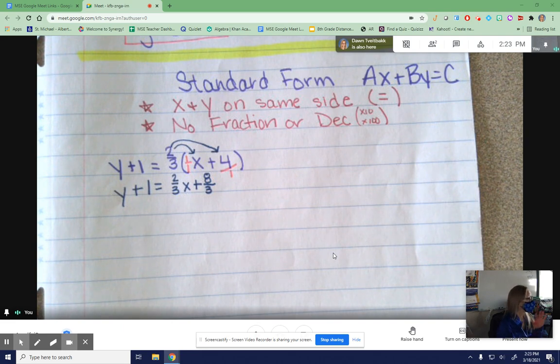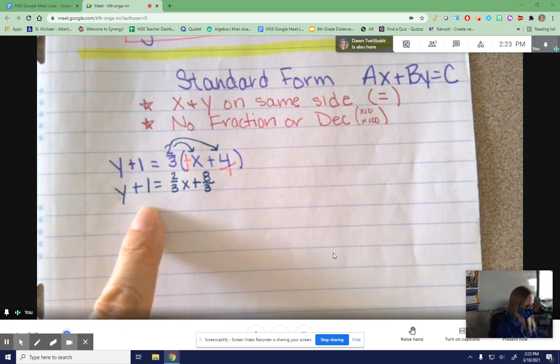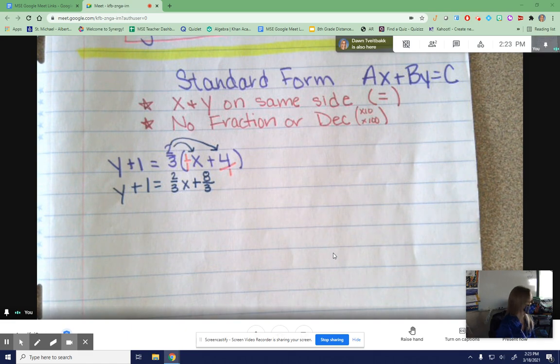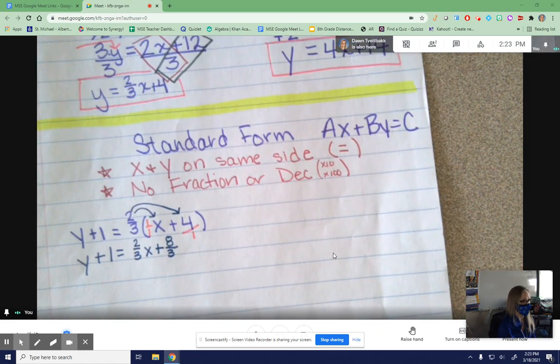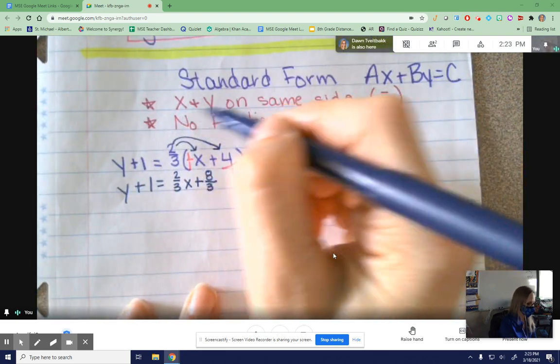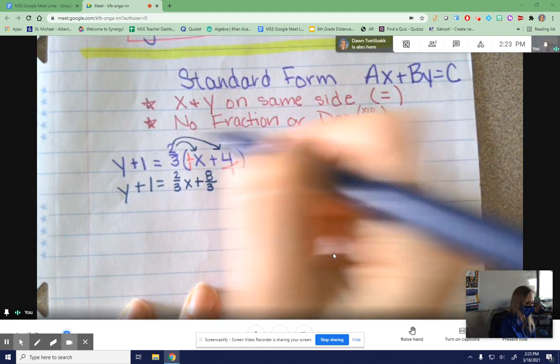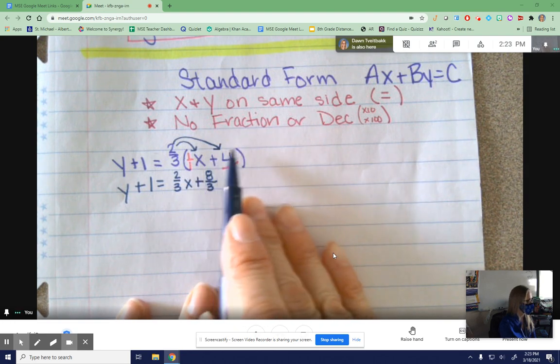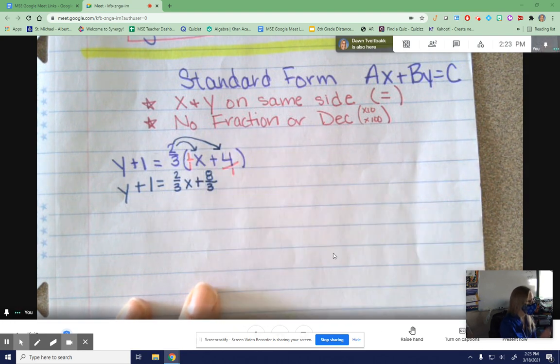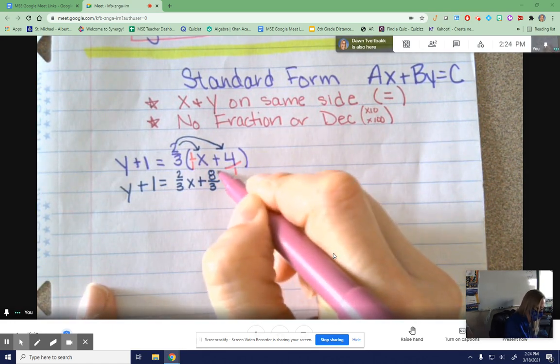Now, before you go freaking out and thinking, oh gosh, now I got to take 1 away from 8/3 and that's going to be a problem, you don't, because remember, we're making standard form right now. My next move is to get the fractions out of here. Do you remember how to get rid of a fraction? You multiply by the denominator. So I'm going to take everything and I'm going to multiply.